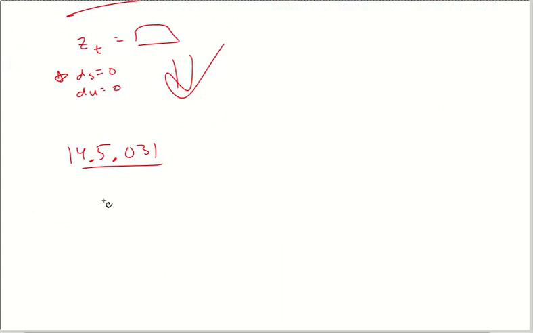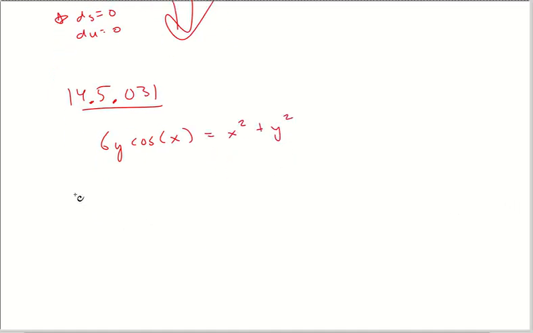14,5,031. So I've now got 6y cosine of x equals x squared plus y squared. And they're saying to use a particular formula on this one. So let me go ahead and give you this formula. You have to click on it. It brings you to a little link that shows the formula.